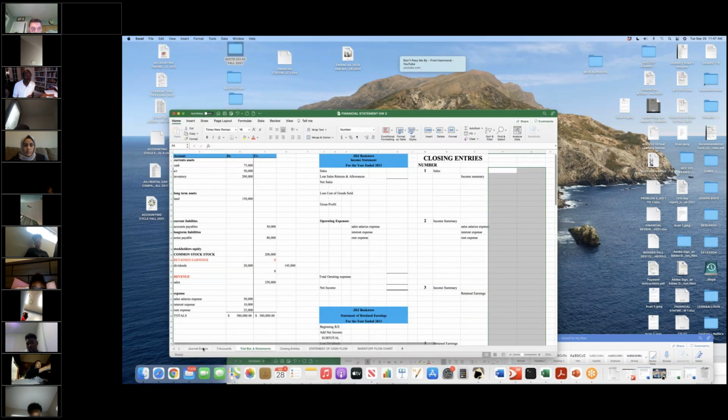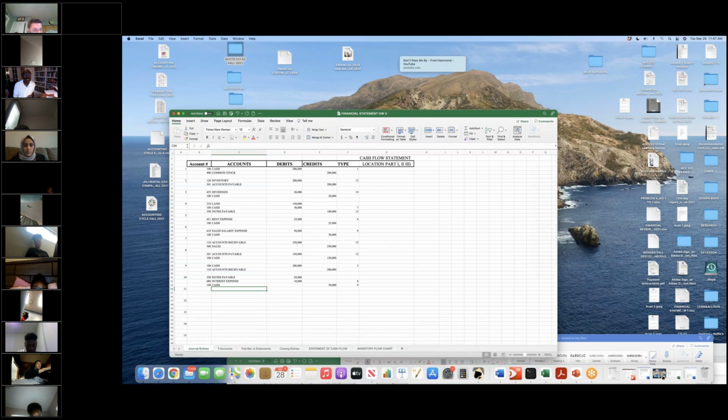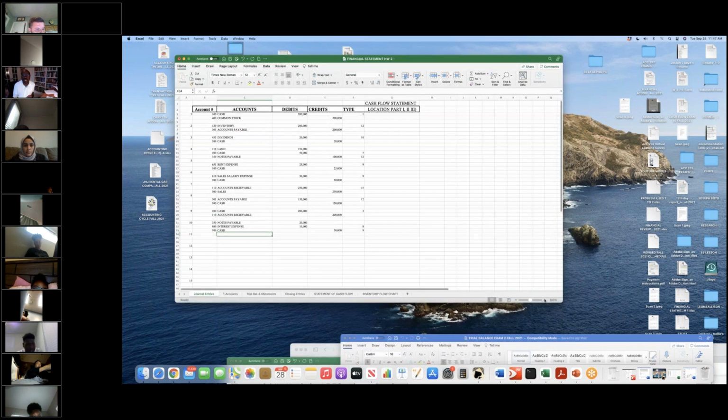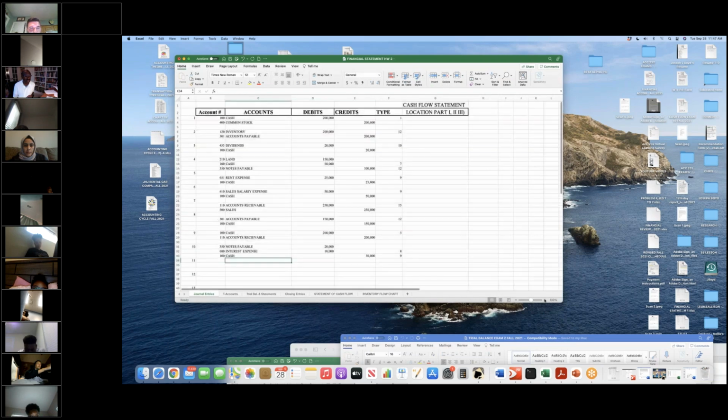So these are the journal entries that you should have, and that's how they should be looking on the Excel spreadsheet. Now, I don't want any backtracking here. I don't want people not submitting their work, especially my A students, not getting my work in.